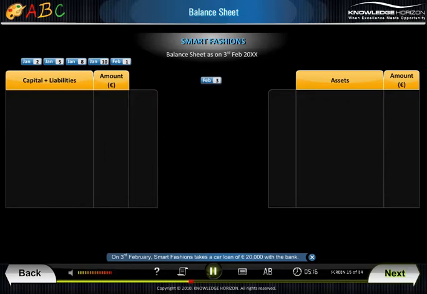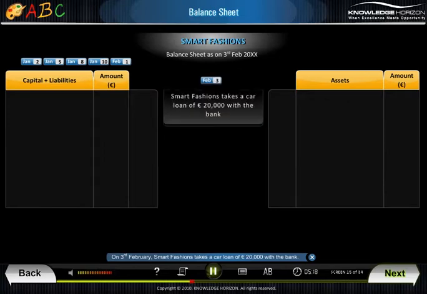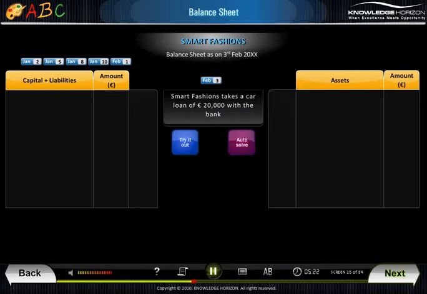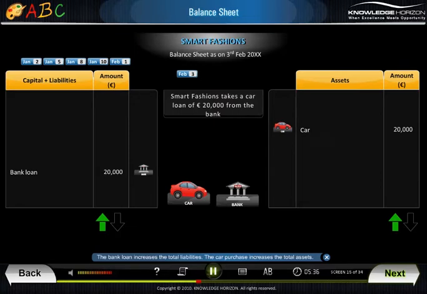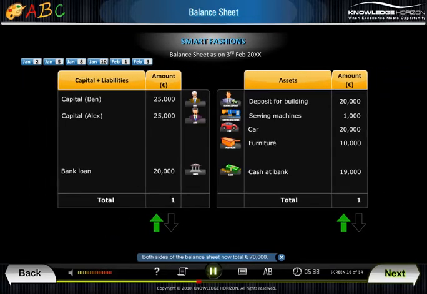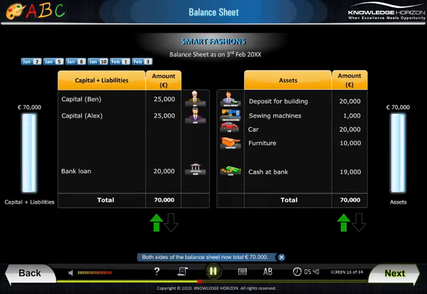On 3rd February, Smart Fashions takes a car loan of €20,000 with the bank. Click on either Try It Out or Auto-Solve to proceed. The bank loan increases the total liabilities. The car purchase increases the total assets. Both sides of the balance sheet now total €70,000.